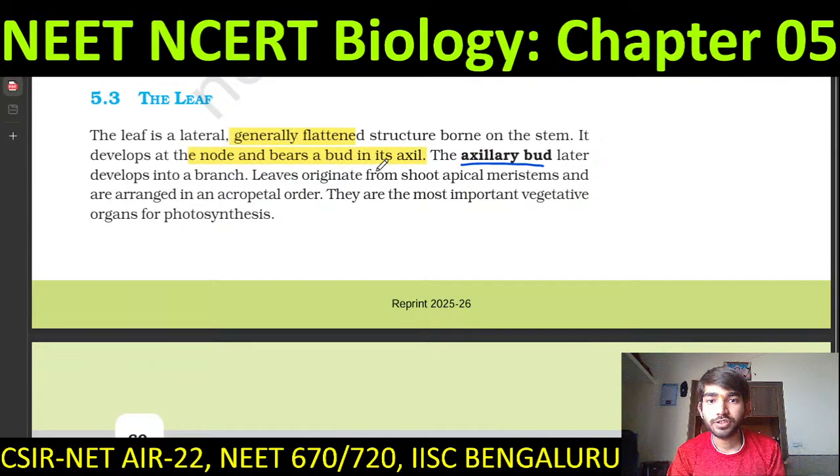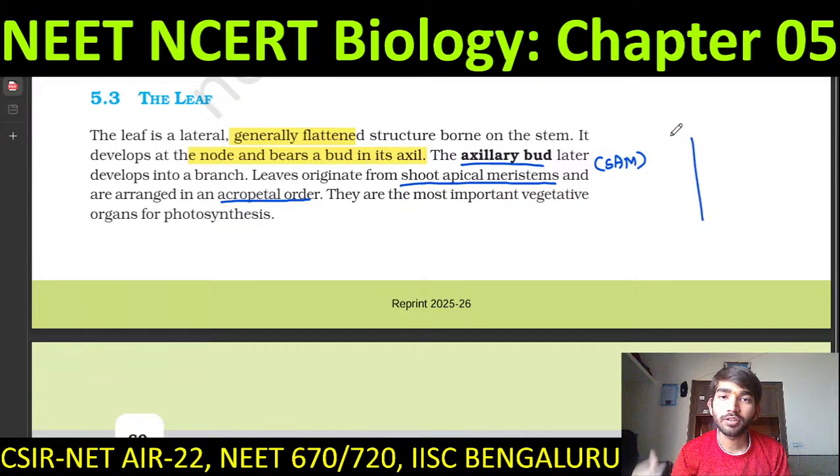Then leaves originate from the shoot apical meristem. This is called SAM, and they are arranged in an acropetal order. They are the most important vegetative organ of the plant for photosynthesis. So by acropetal, what do we mean? That the new leaves will be on the top and the older leaves will be at the bottom. So this is the acropetal.